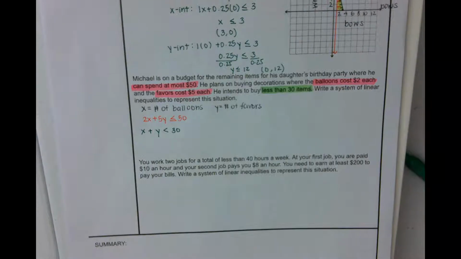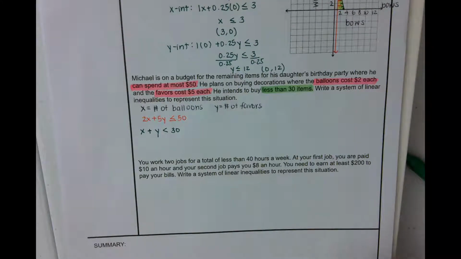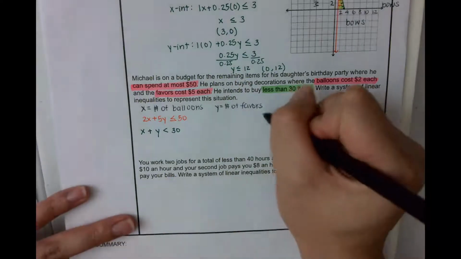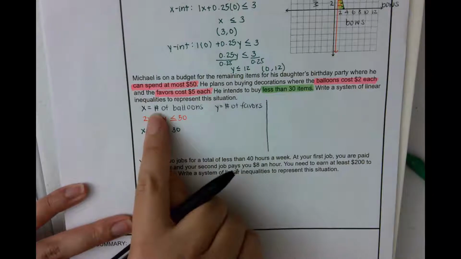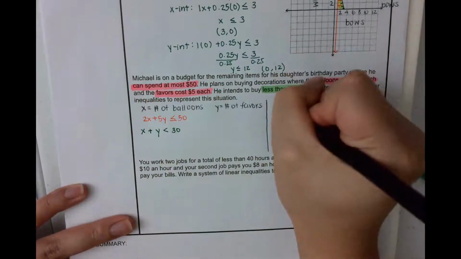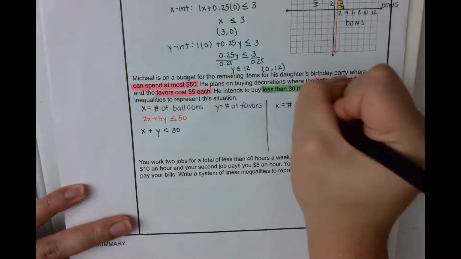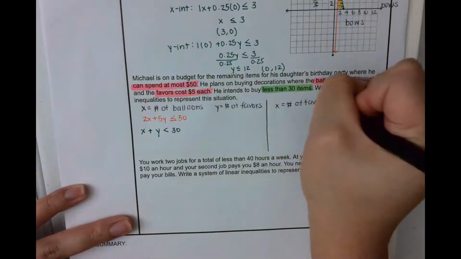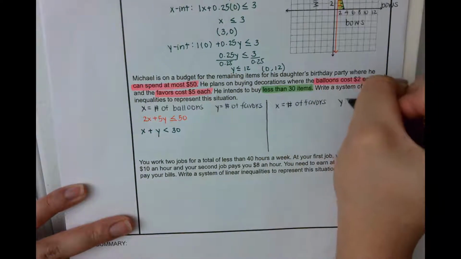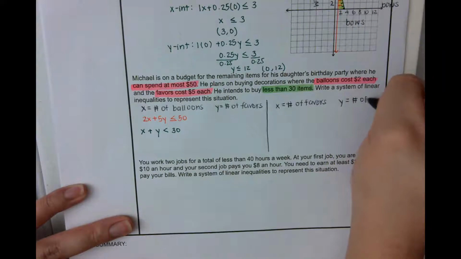Okay. So some of you have been asking a lot about whether or not the variable matters. No, it does not. So here I did x as balloons, y as favors. You can do the opposite. You could do x as favors and y as number of balloons. That is fine as well.